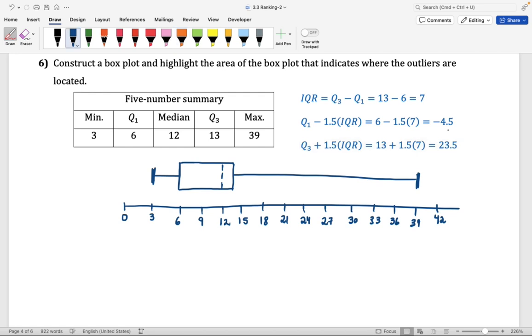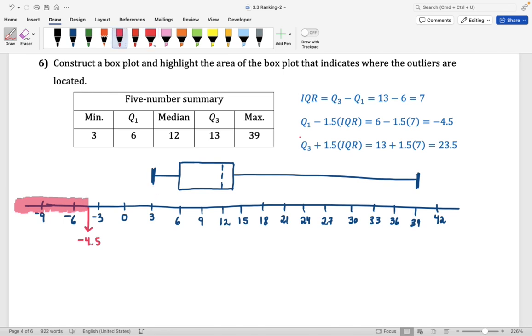If we have any data values below negative 4.5, they're considered to be outliers. So let me label more values here to the left of 0. Negative 3, negative 6, and negative 9. If we have any data values below negative 4.5, then those data values are considered to be outliers. Here, we don't have any values below negative 4.5. Notice the minimum is 3. That means that the smallest value in our data set is 3.